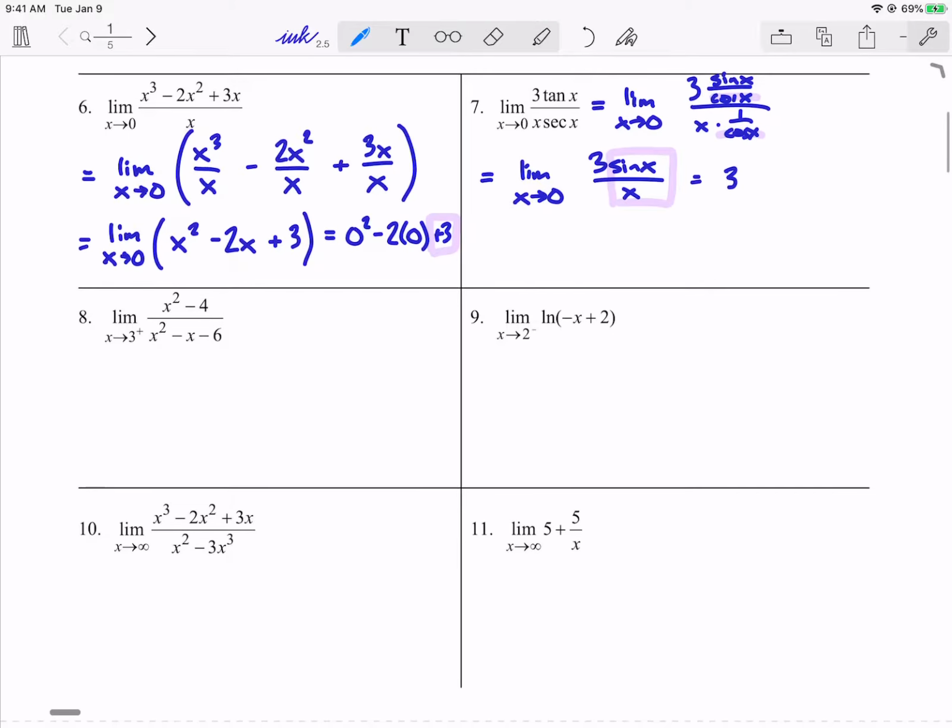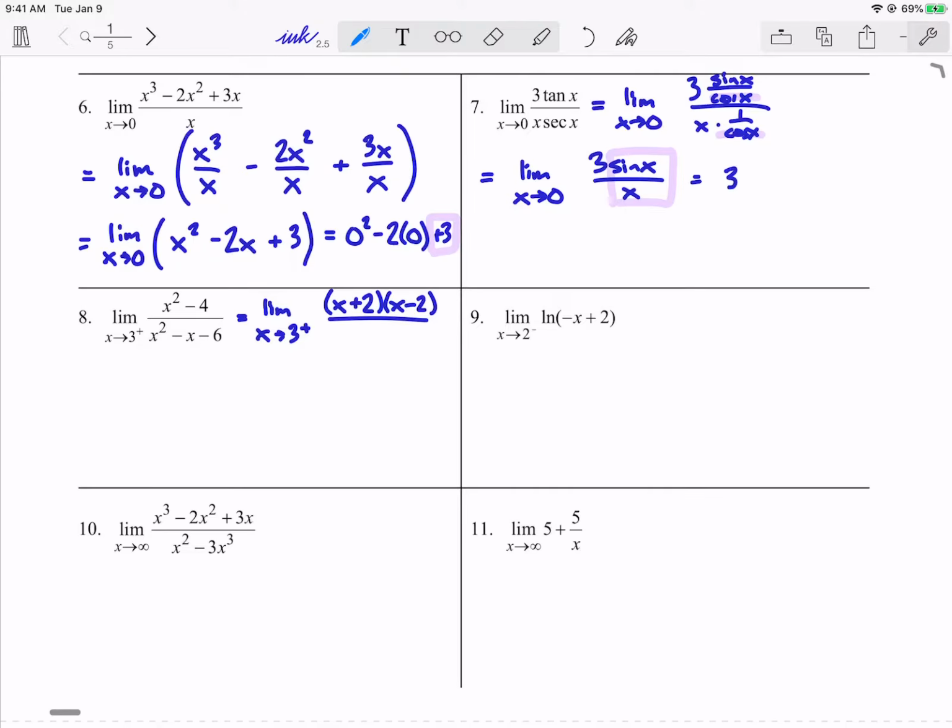The next one is looking at a limit from the right of 3. So I'm not going to plug 3 in. I'm going to first factor this. Factored form will help me analyze what this is going to go to, because if I plug 3 in, I get 0 on the bottom. So I know this is either going to be a positive or negative infinity, and factoring will help me determine that.